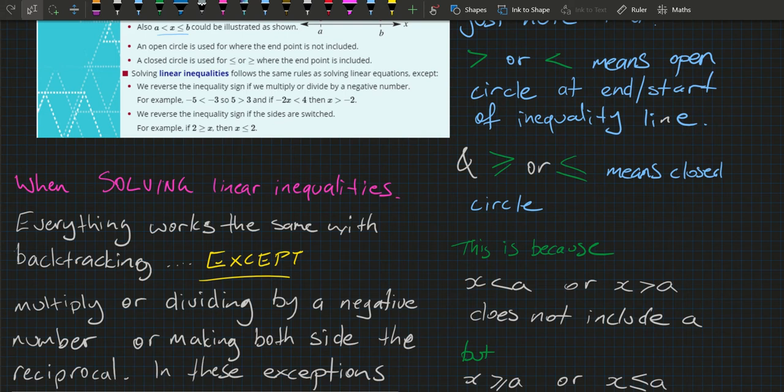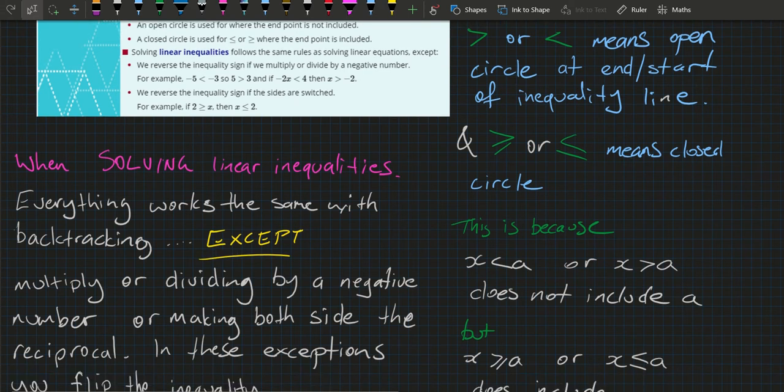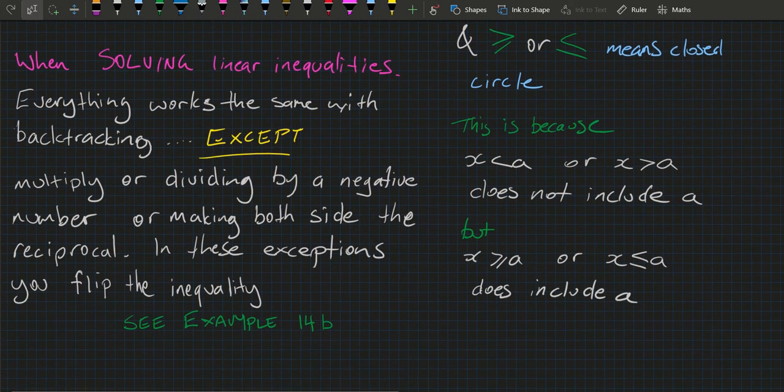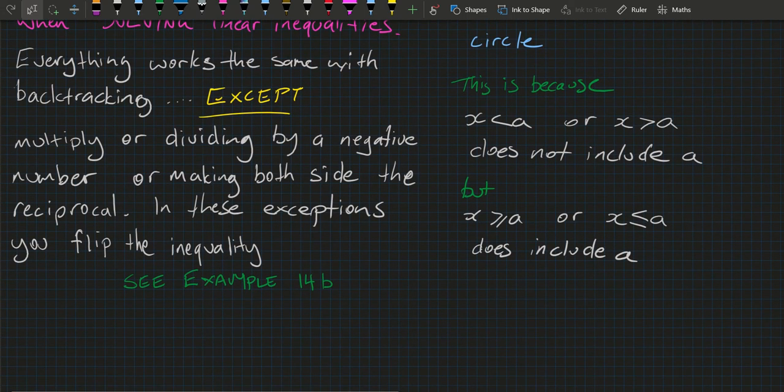We flip the sign, okay, and you'll see that in the examples, and I'll explain a little bit more with the examples. And the other thing is when we flip reciprocals, we also flip the sign, okay? So a less than becomes a greater than, or a greater than or equal to becomes a less than or equal to. So that's when we involve negatives or flipping reciprocals, okay?